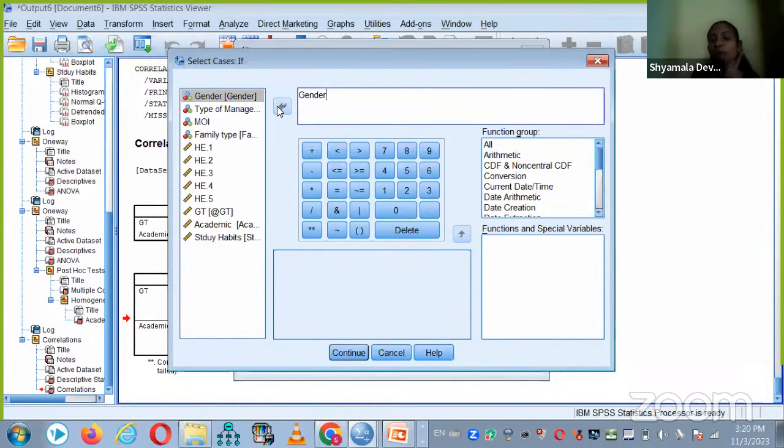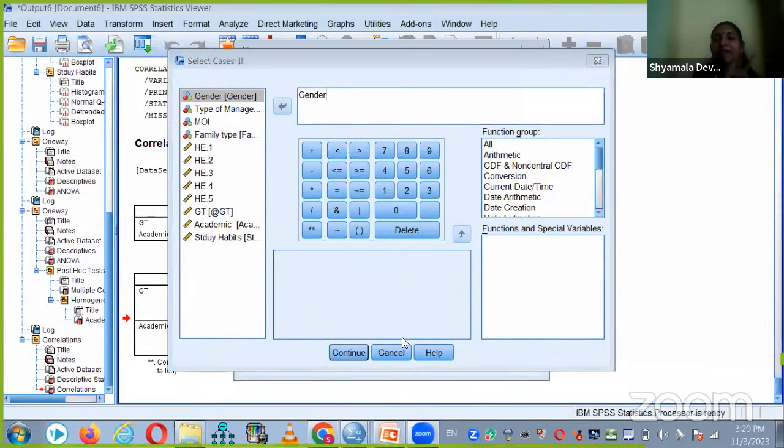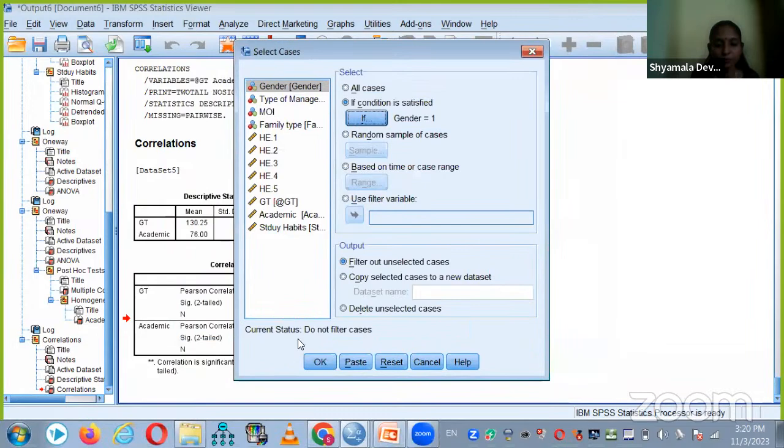For boys, what value have I assigned? We have assigned values for boys and girls, right? Can anyone tell me what value we have assigned for boys? Yes, thank you, Jagannathan. We have assigned 1 for boys, so you just type equal to 1, because now I'm going to split the boys and do the correlation for only boys. So continue and then okay.